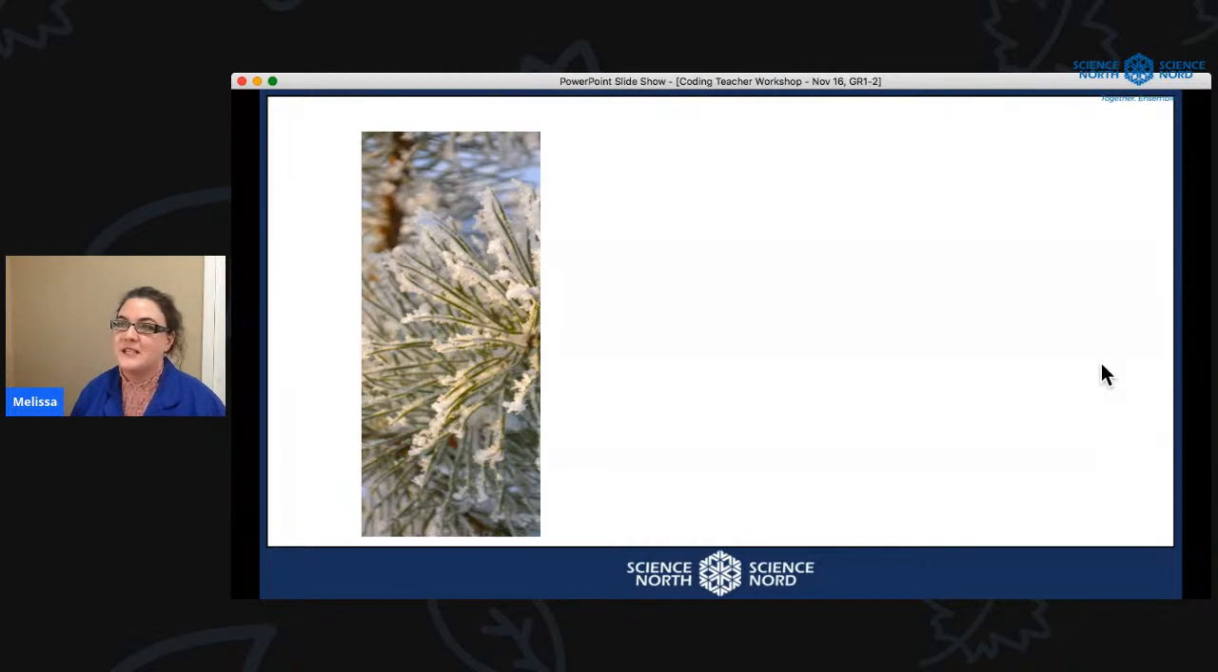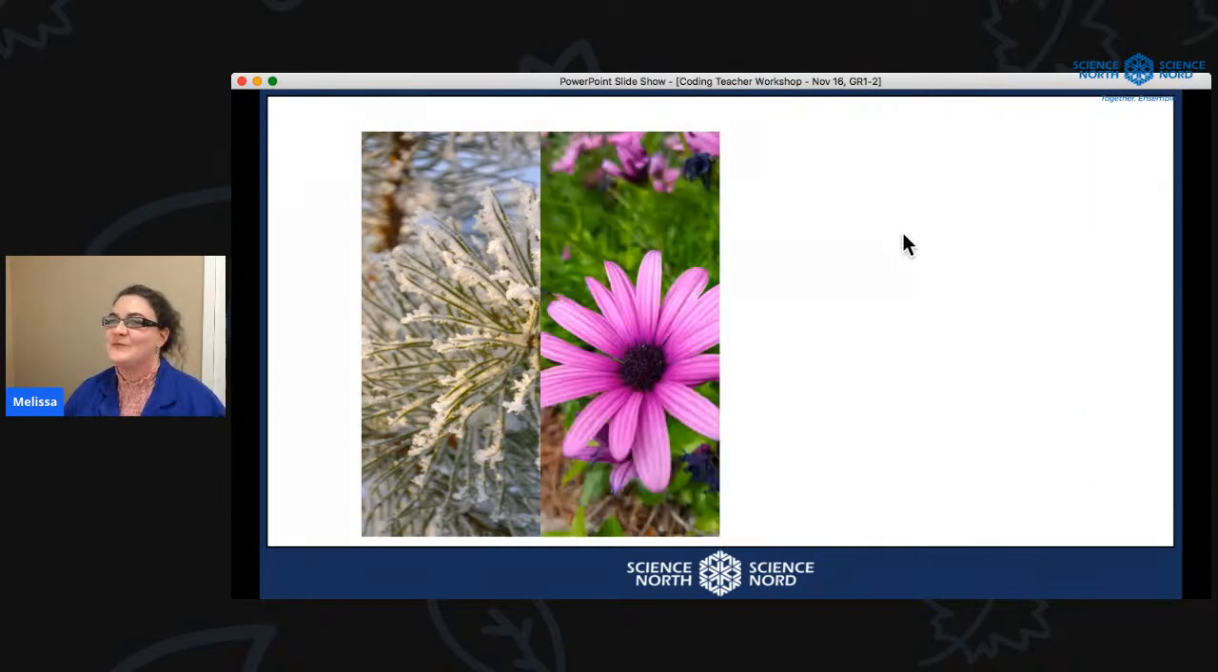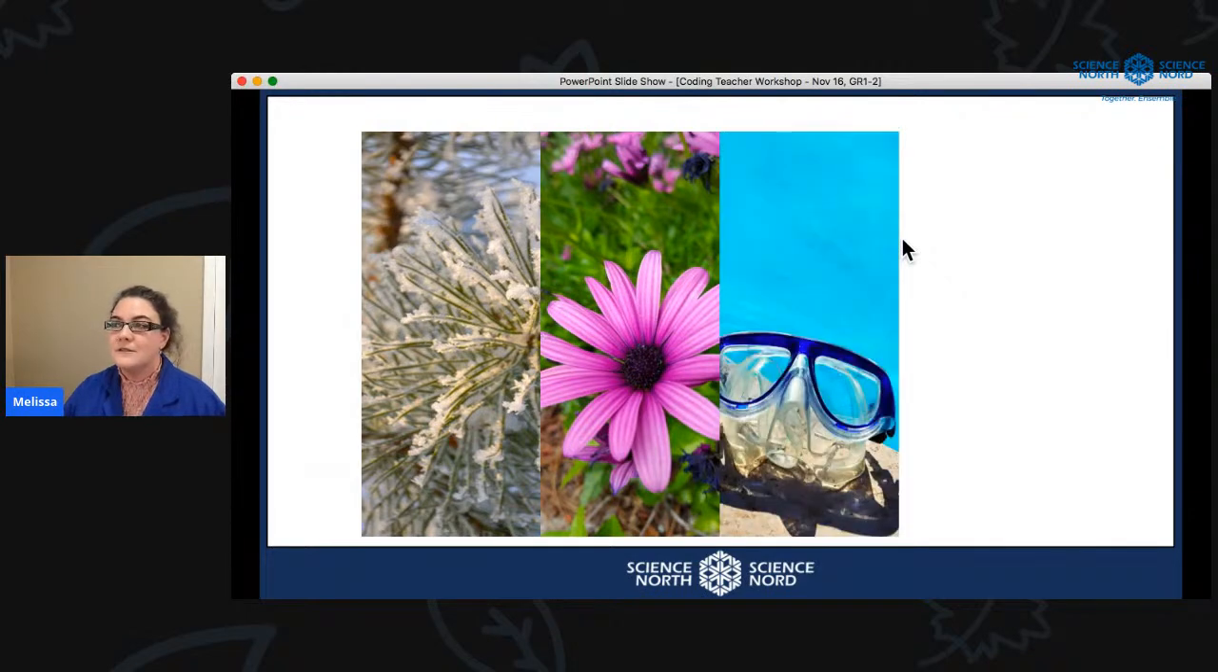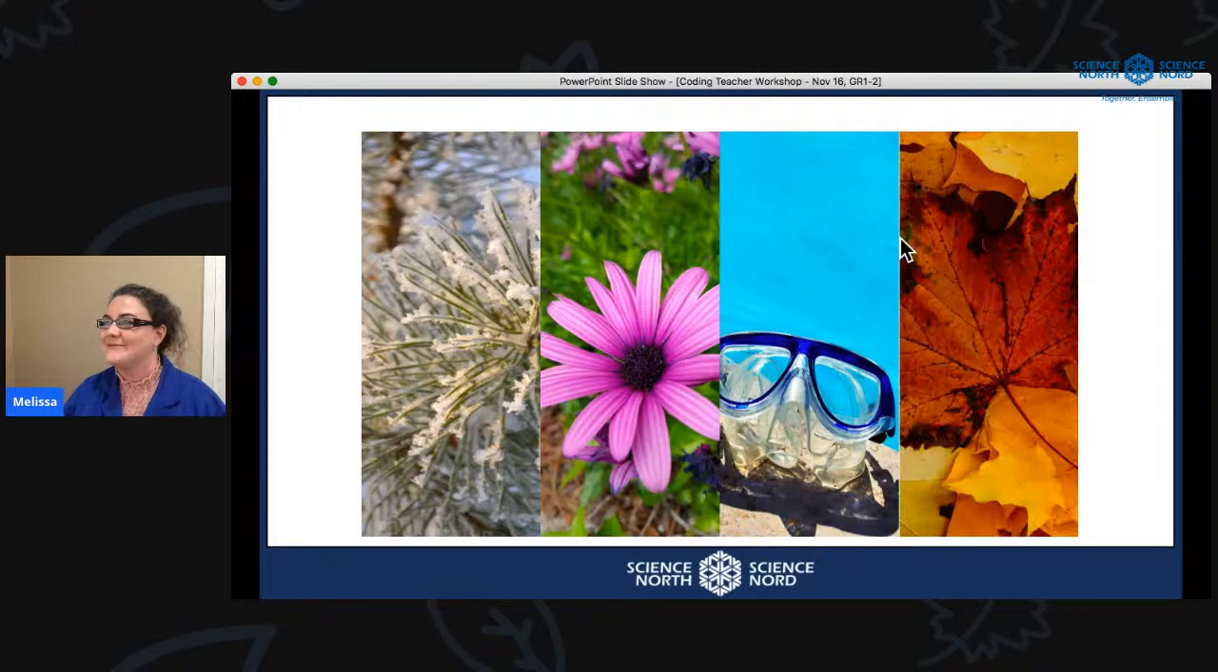So I've got that first image up there. You can maybe start to guess what it's representing, the tree and the snow. Now I'm representing something else with a different image. It's the flower. And then we got the swimming pool. Some changing leaves, some autumn colors.